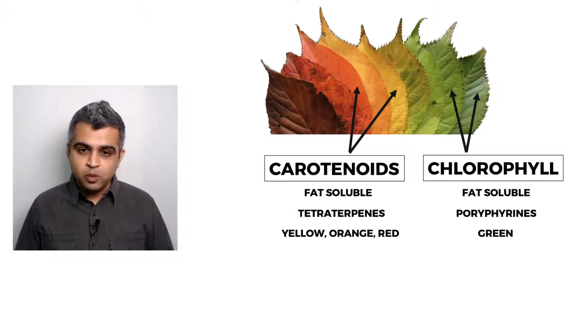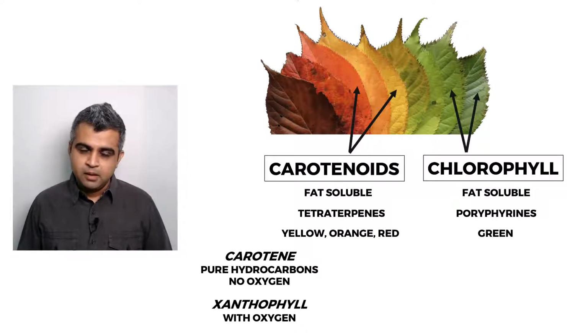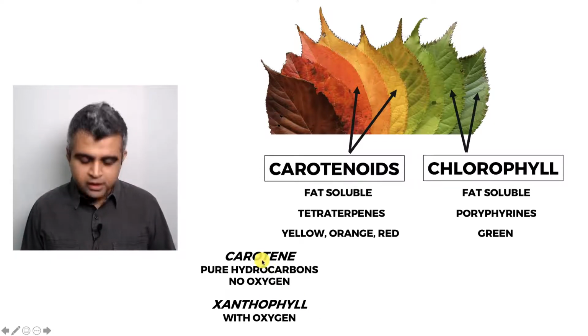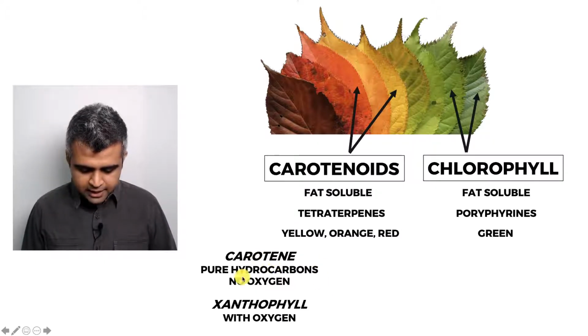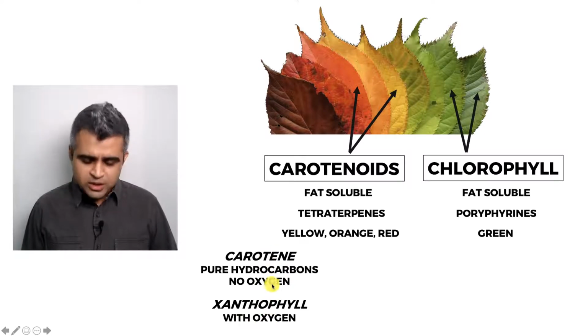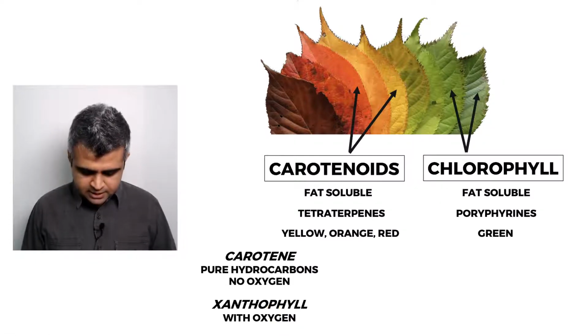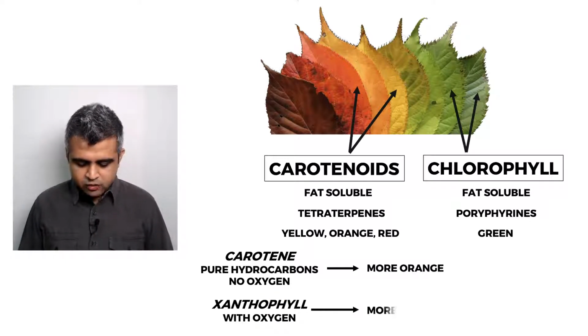Carotenoids are basically of two main types: carotene and xanthophyll. The main difference between carotene and xanthophyll is the presence or absence of oxygen. Carotene does not have an oxygen molecule, it's a pure hydrocarbon. The formula for carotene is C40H56, whereas xanthophyll has oxygen. It is the same carotene but with oxygen: C40H56O2, that is xanthophyll. Carotene is more towards orange, whereas xanthophyll is more towards yellow.